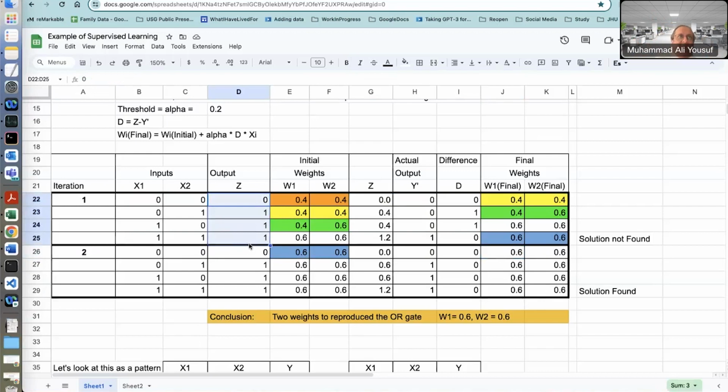Not a big saving, you can say, because if you want to memorize this table, you can memorize by memorizing 2 more numbers. But at least you have summarized the knowledge of this OR gate into 2 numbers only. And if you want to reproduce this table, these 2 numbers are enough to reproduce that thing. Okay, that's very good. We have learned something.